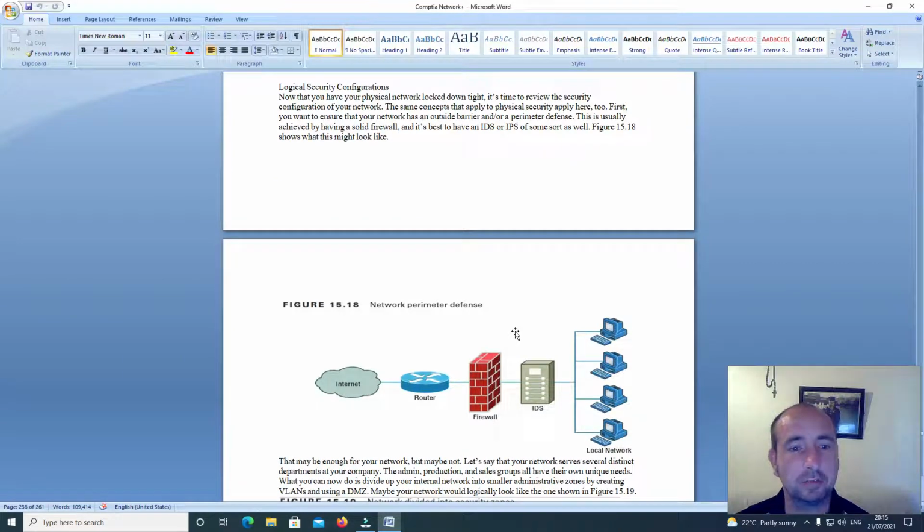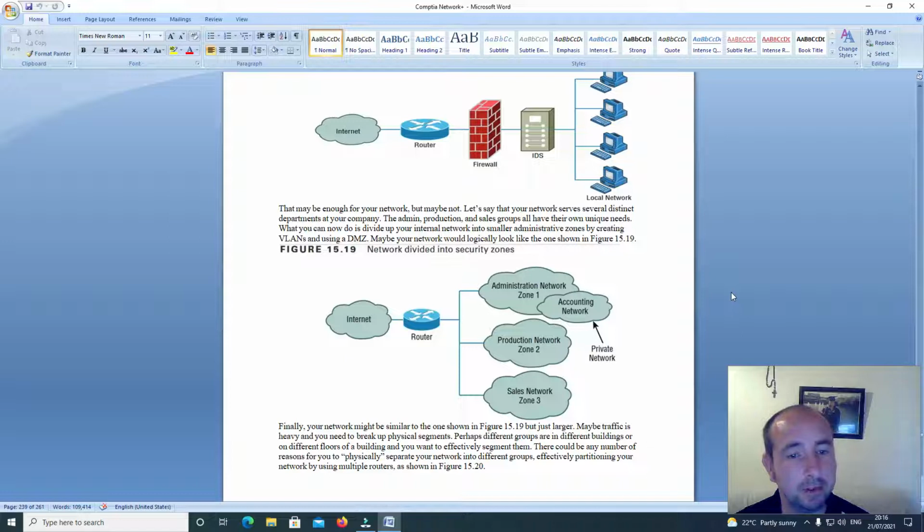Logical security configurations. Now that you have your physical network locked down, it's time to review the security configuration of your network. The same concepts that apply to physical security apply here. First, you want to ensure that your network has an outside barrier or a perimeter defense. This is usually achieved by having a solid firewall. It's best to have an IDS or IPS of some sort as well. Figure 15.8 shows what this might look like.